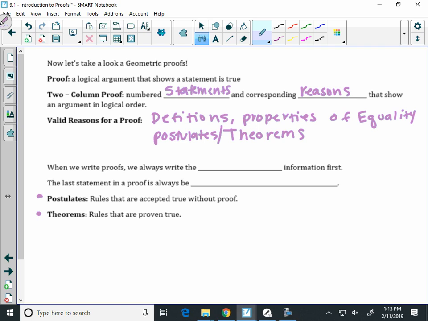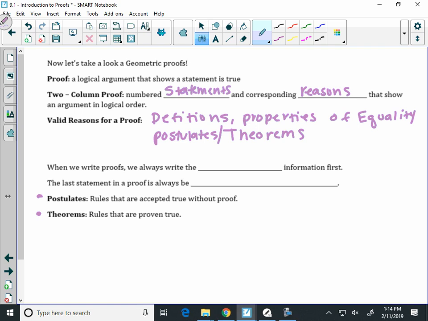Theorems, those are rules that have been proven true. So there's something that someone said, like linear pair angles. They said linear pair angles add to 180. They had to then prove it to back it up. And we'll do that on Wednesday. Okay, we'll actually prove that theorem. But theorems are rules that have been proven true. So once you've proven them true, you can use them as a reason in other proofs. Okay.